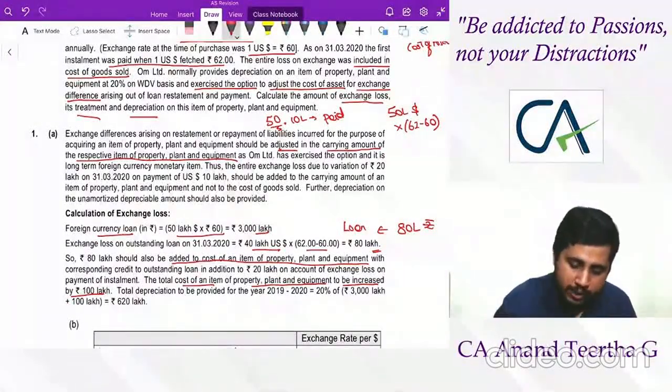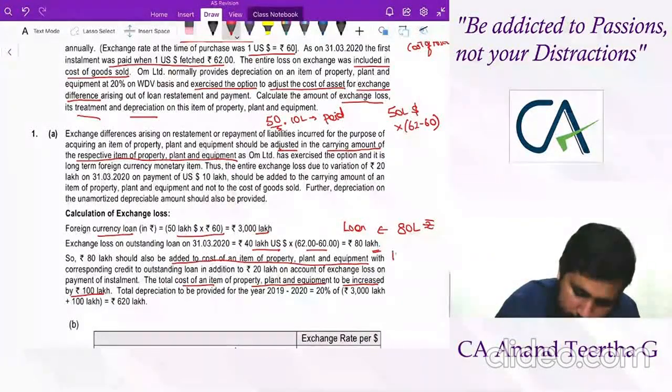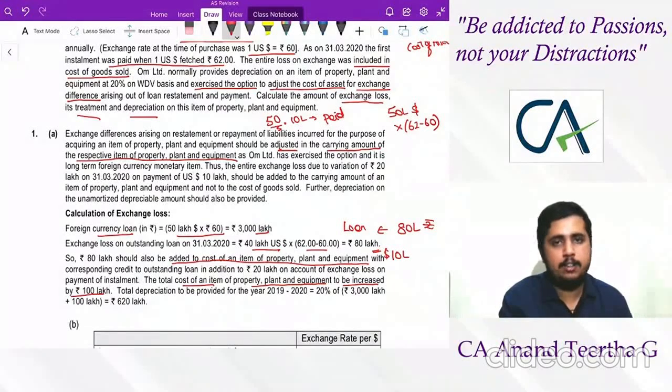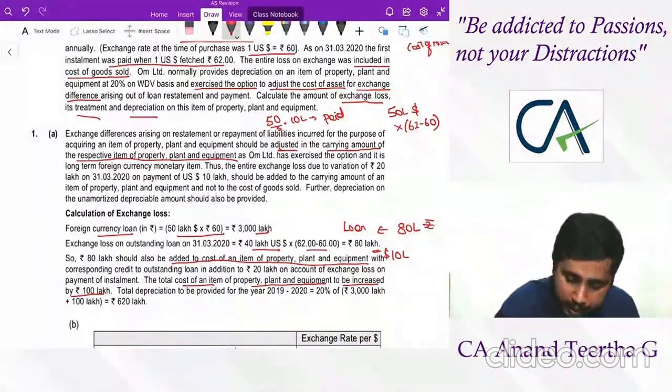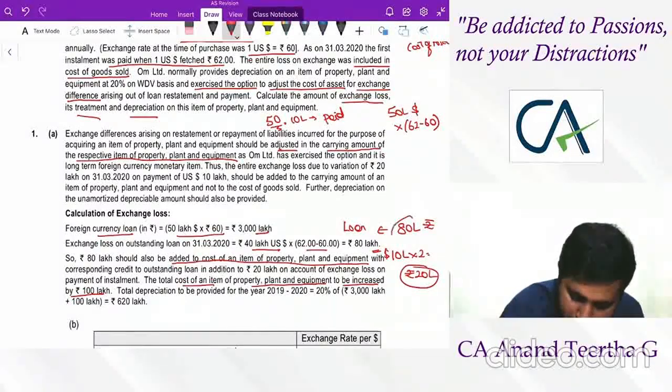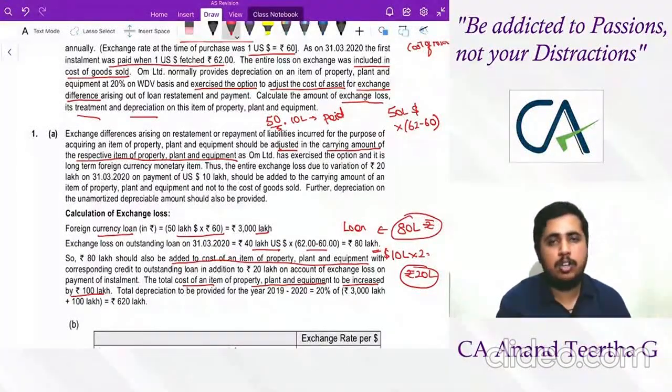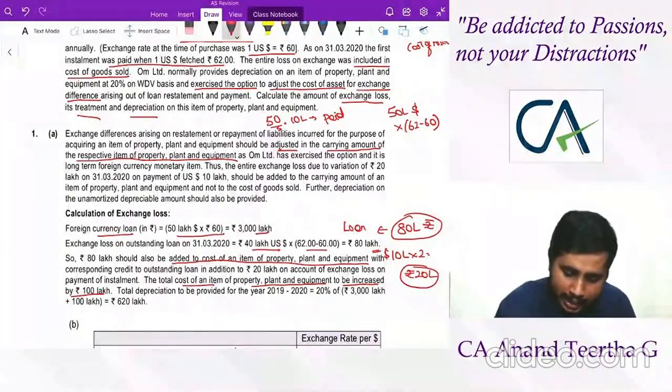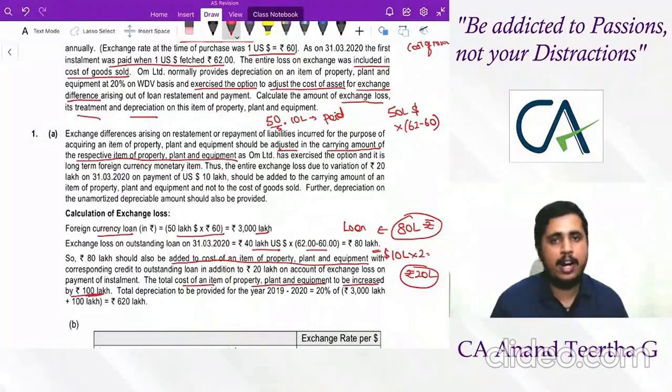Okay, now what is happening with this 10 lakh dollars which is getting repaid? 10 lakh dollars is getting repaid, and during repayment also ERD will come. If you remember, I had already told you, you took the loan at 60 rupees, you are repaying the loan at 62 rupees, so 2 into 10 lakh is rupees 20 lakh. Means exchange rate difference is not just that monetary, non-monetary aspect. Exchange rate difference will come during settlement also. Even that exchange rate difference will also be shifted to the cost of the asset. So therefore, it's 80 lakh plus 20 lakh, which is 100 lakh.